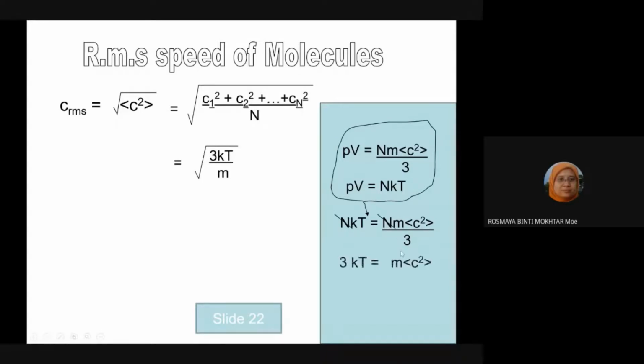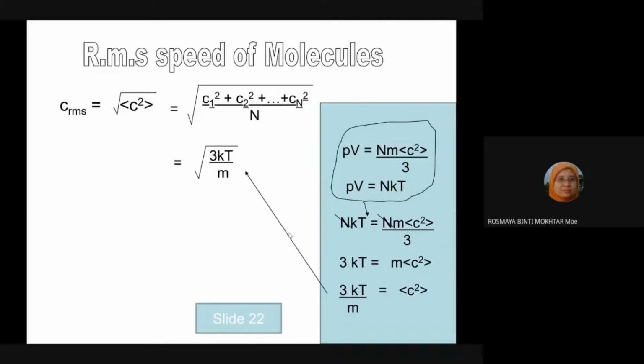Cross multiply 3kT. m also cross multiply. And then for RMS, we square root this one. Square root, we get RMS speed. So the formula is proven.